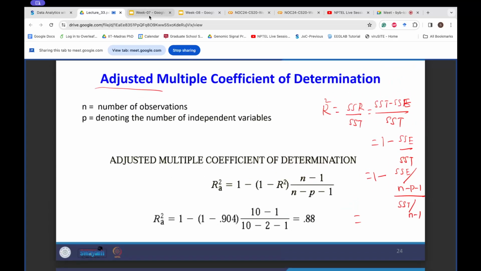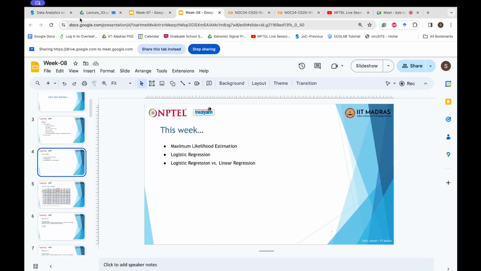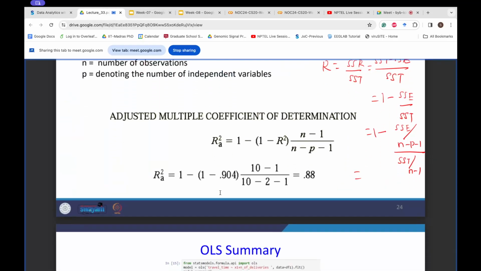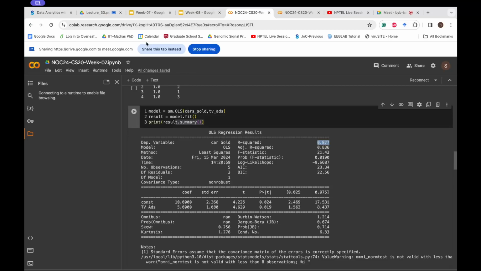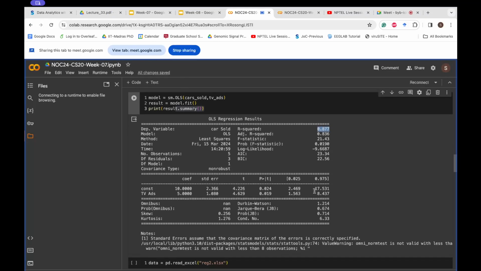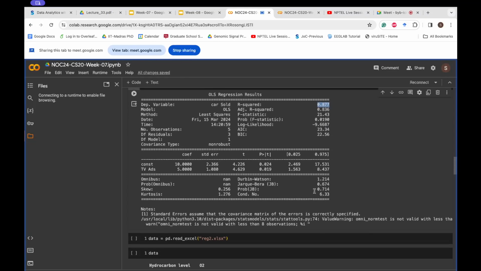let us move on to the other part of it. Just a second, let me just check if anything else is missed over here.